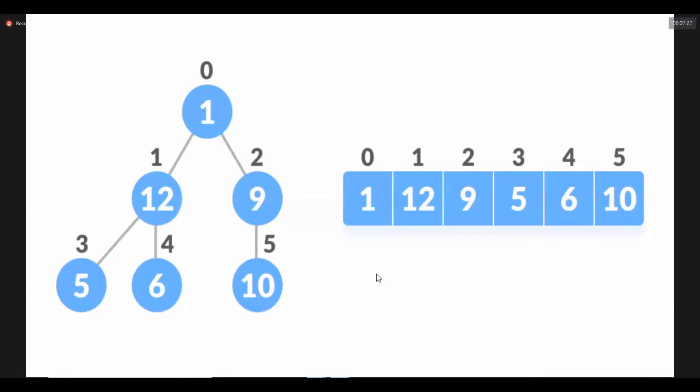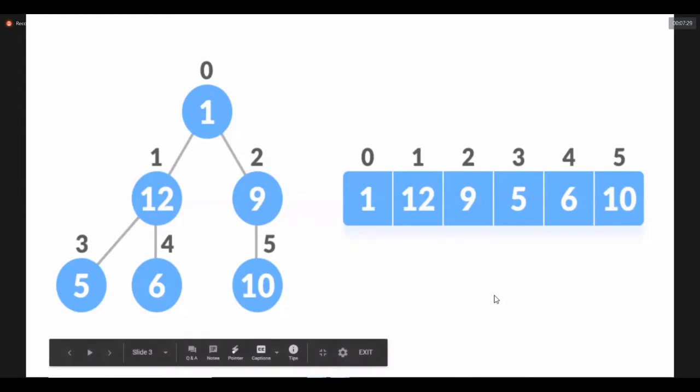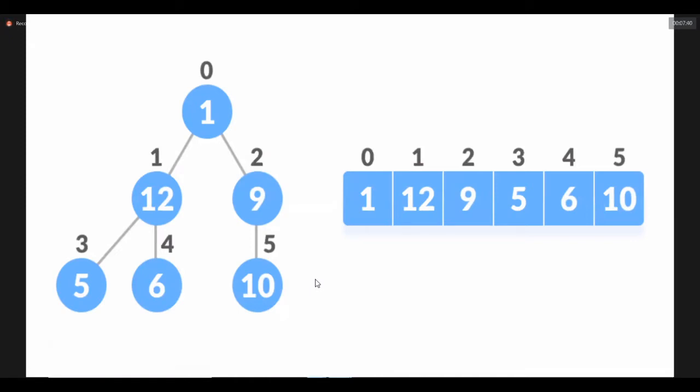Heap sort uses two important concepts: one is the array and another one is the tree. What is the relation between the tree and array? The trees are represented in array format.